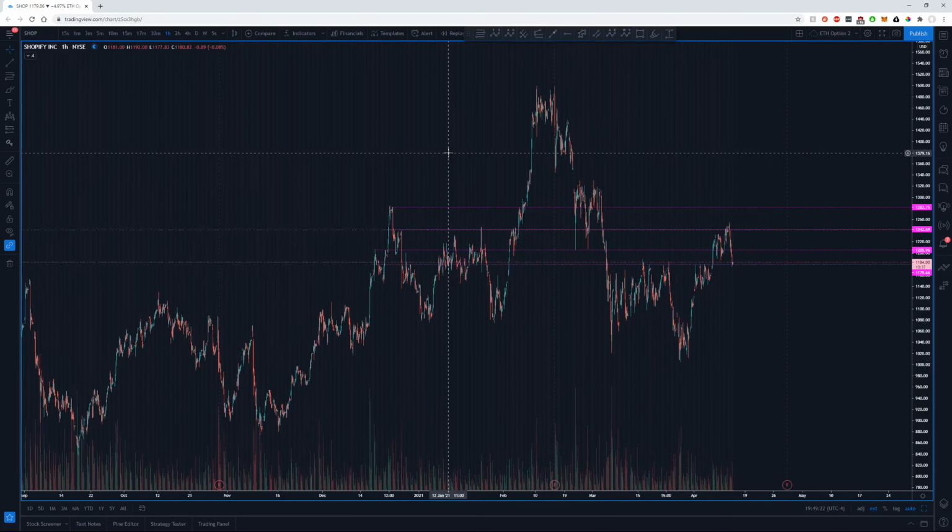Now, preferably with our head and shoulders, the two shoulders come at the exact same price. However, sometimes it can be a little bit crooked, and you'll see that in this example of Shopify on the 1 hour chart that's actually forming right now.